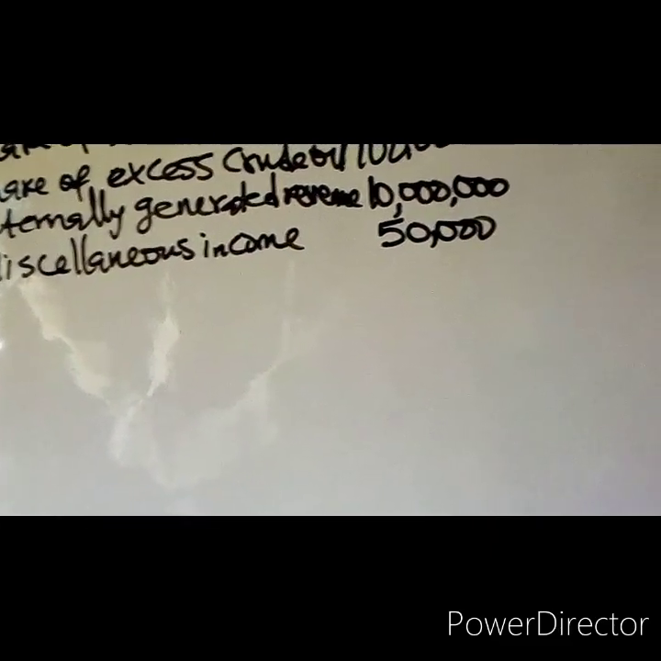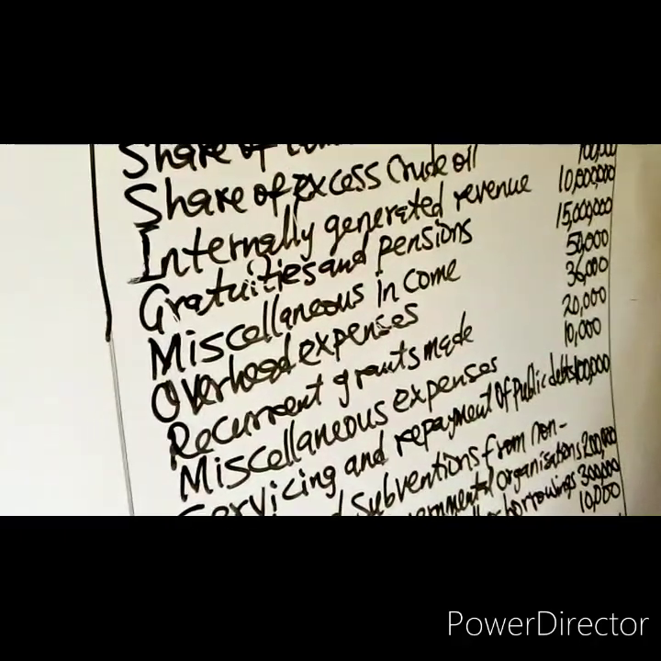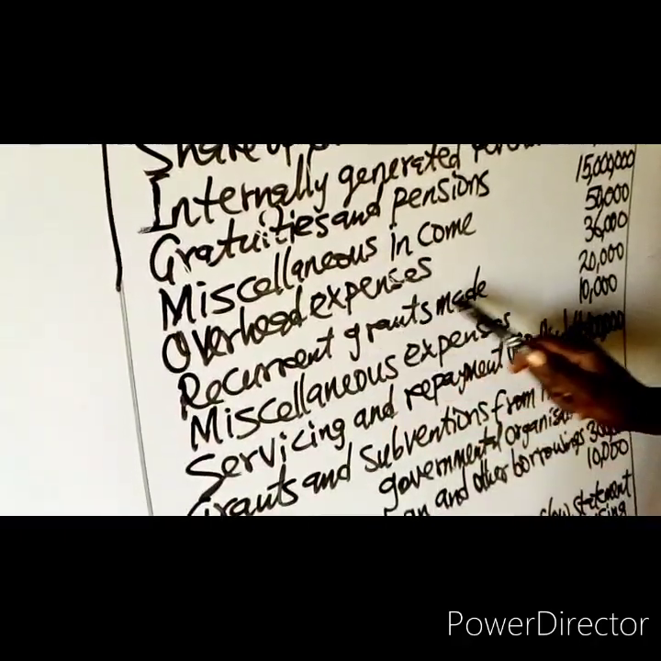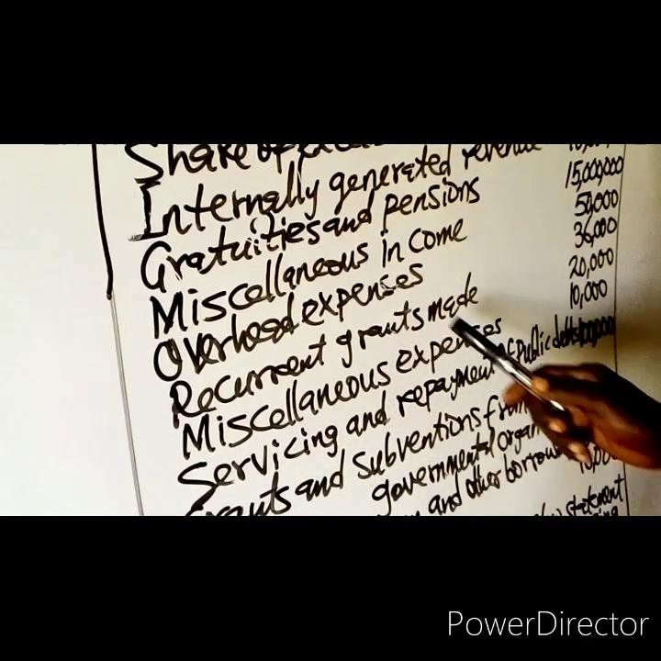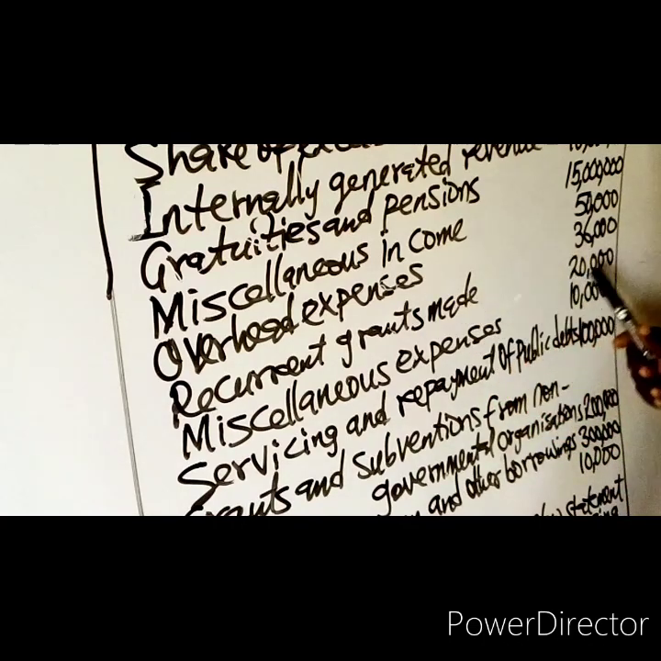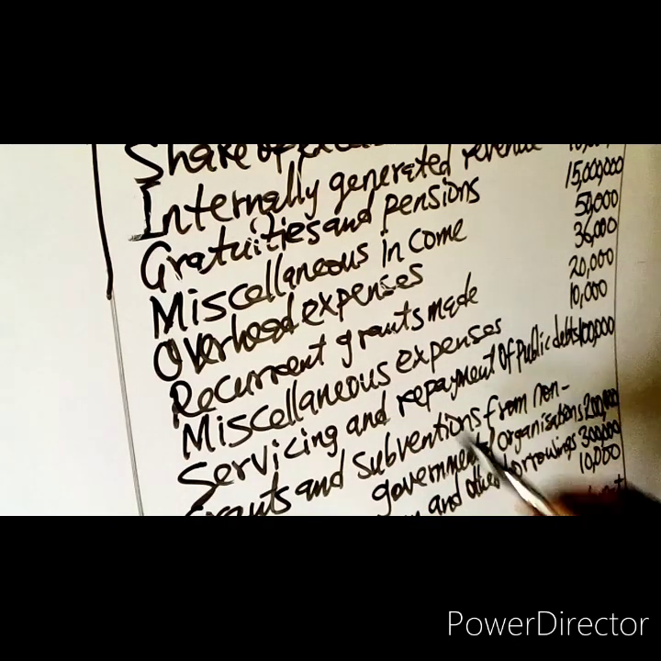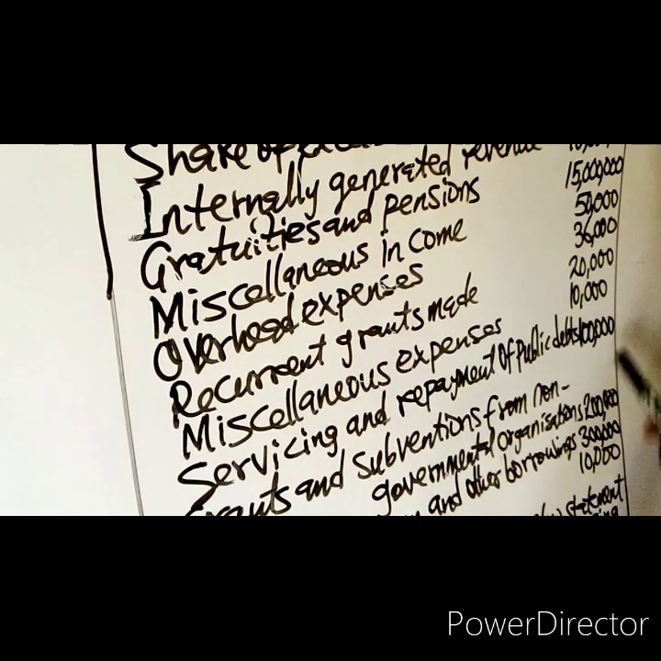So we are not yet dealing with payment. Then recurrent grant made. This is the grant made by the government. It's not grant received. It's also an operating activity. But since it is the payment made by the government, we treat it as a payment. Miscellaneous expenses, this is also a payment. It's also an operating activity. Servicing and repayment of public debts of 100,000 is also an operating activity, but it's a payment.